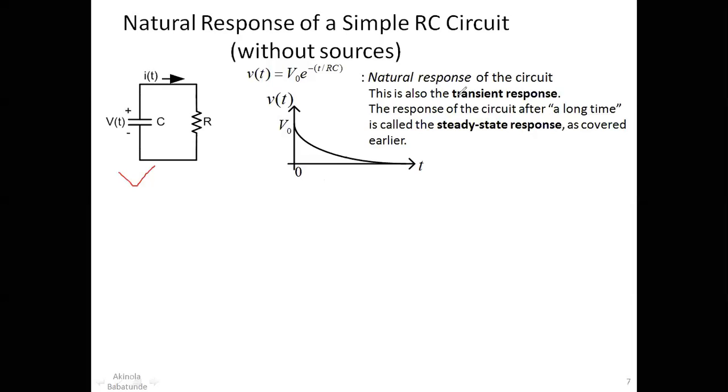Okay, so the natural response is also referred to as a transient response. The response of this circuit after a long time, if you remember the conversations we had in the previous classes, is usually called steady state response. All right, and we've talked about that, and we've done a lot of calculations with regards to that. So you can refer to this as a transient response or natural response of a simple RC circuit.